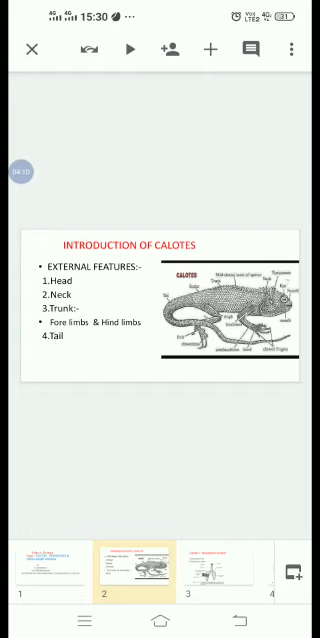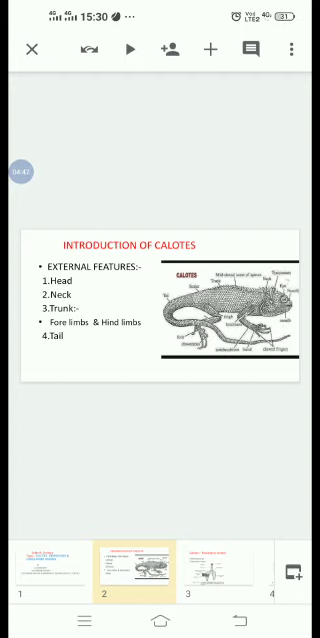Forelimbs. The forelimb consists of the upper arm, the forearm and the hand. The hand bears five digits ending with claws. Hind limbs. The hind limbs consist of the thigh, the shank and the foot. The foot bears five toes ending with claws.